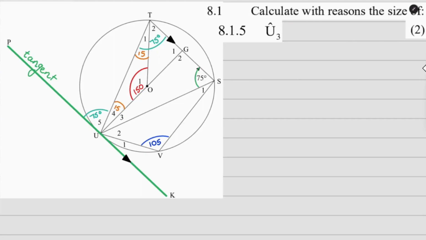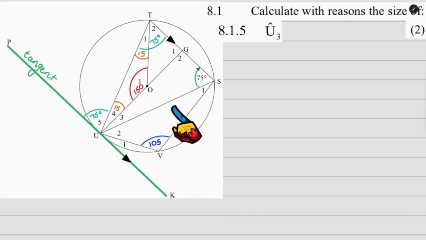Alrighty, welcome to your challenge round. We need to calculate U3. U3 is sitting over here. I can see U3 is inside of this triangle over here. So if I had the other two angles, I could calculate it quite easily, but I don't have G2, so that's a problem, and I need to find another way around to get U3.